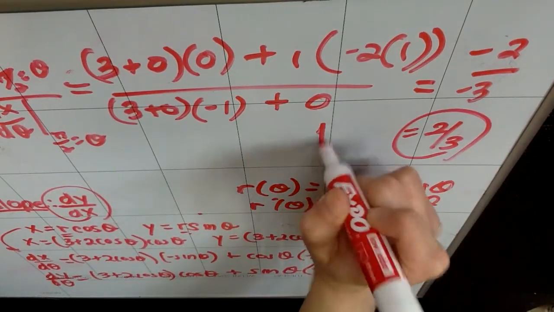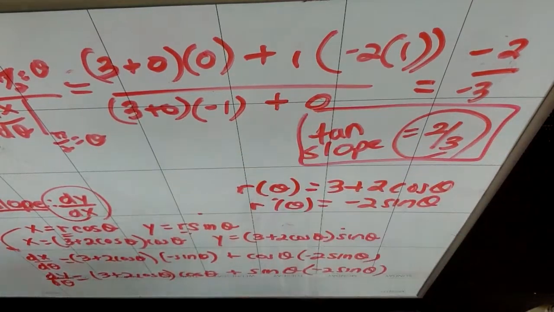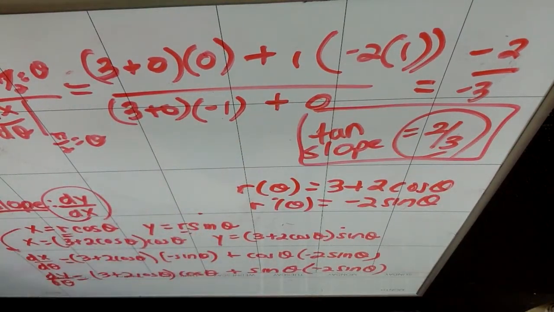So that's my tangent slope. Right, my tangent slope is 2/3. And there are other ways to get there and do that, but that's the gist. They only wanted the slope. They did not want the point or the equation.